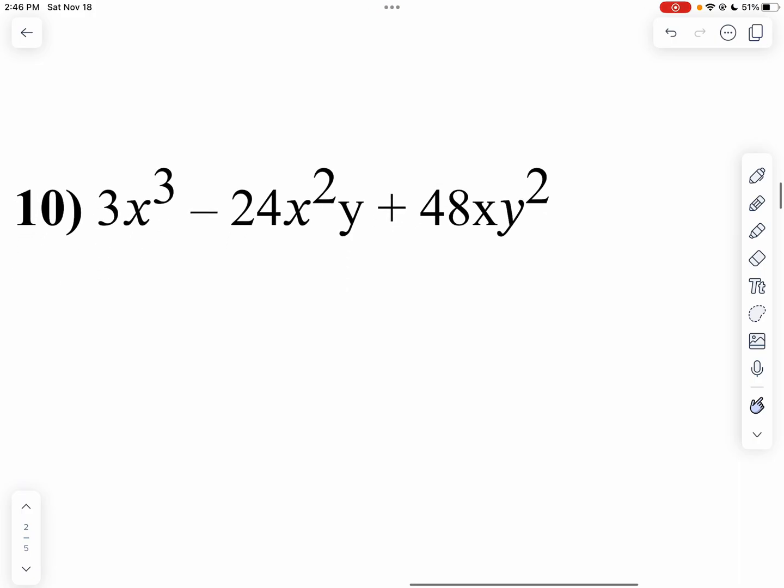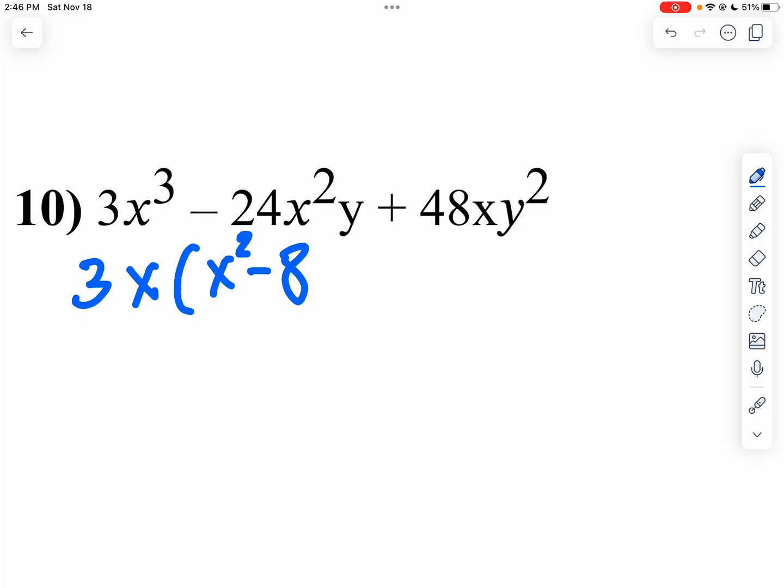Now, number 10, that's more like our first problem, isn't it? I look at all 3 of these, and I say, what goes into all 3 of them? Well, 3 does, doesn't it? And then there's an x in all of them. There's not a y in all of them, so I just factor out the x. So what's left over is x squared minus 8xy plus 12y squared.